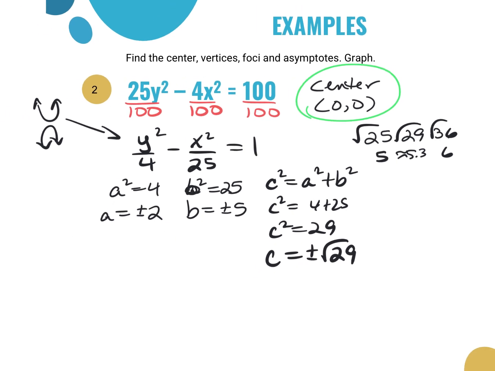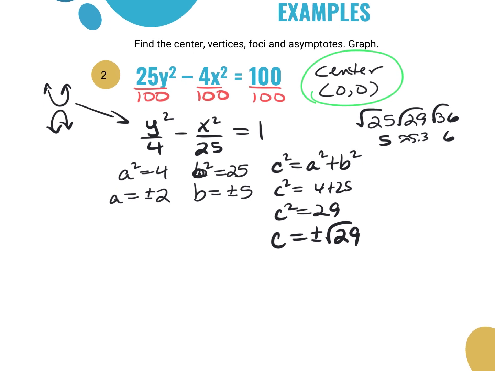So now let's go ahead and get our vertices. So again, the y squared is what we saw first. So when I go to write my ordered pairs for my vertices, my a value is going to go in the y spot.